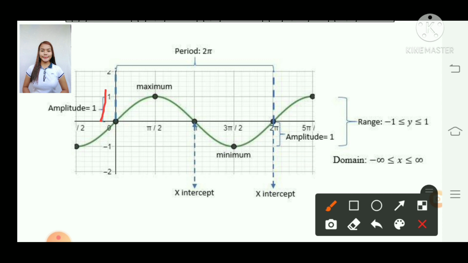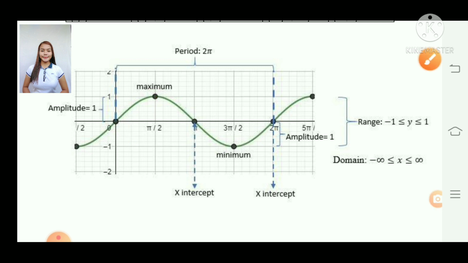The maximum is 1. This is how high the curve touches the graph. And the minimum is negative 1, located here. Our range is from negative 1 to positive 1. And our domain is from negative infinity to positive infinity.